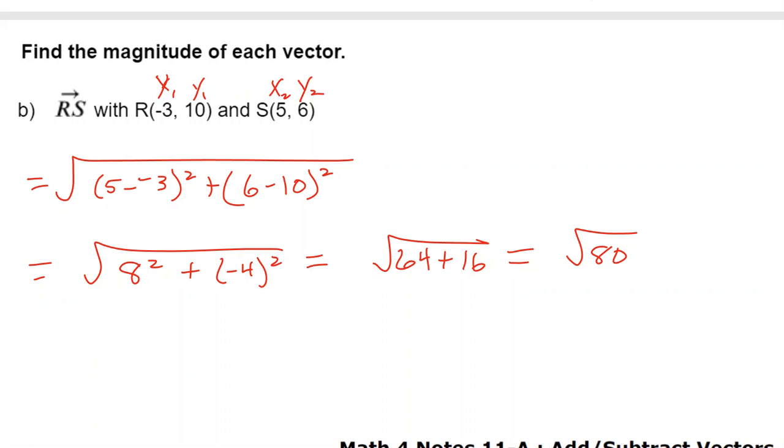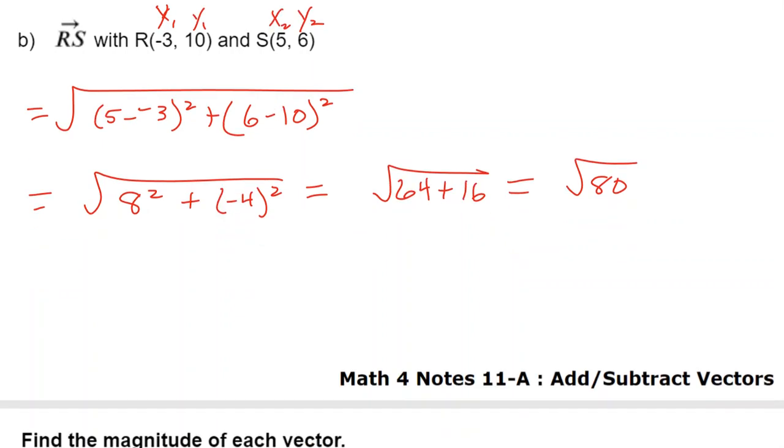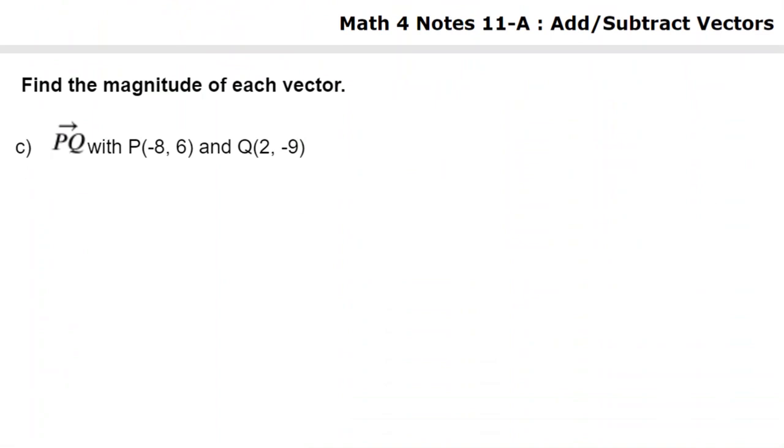And I'm okay with the square root. Okay. Let's try another one.